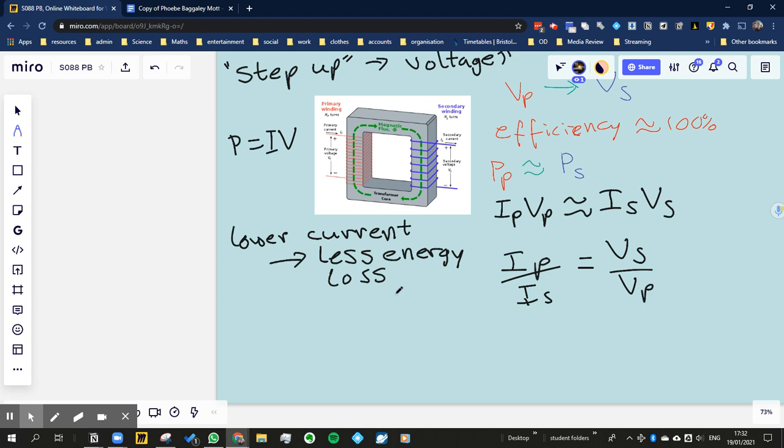Now, why would you step it down again? What's the advantage of stepping it down?